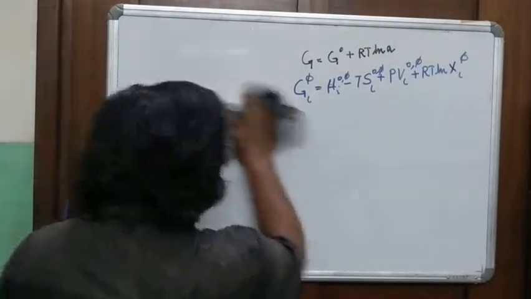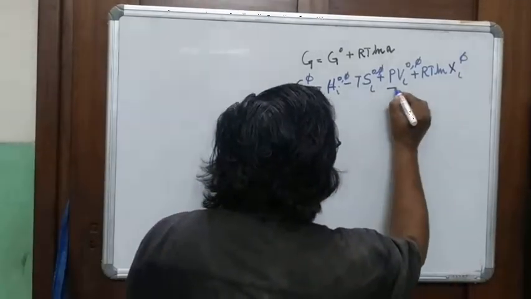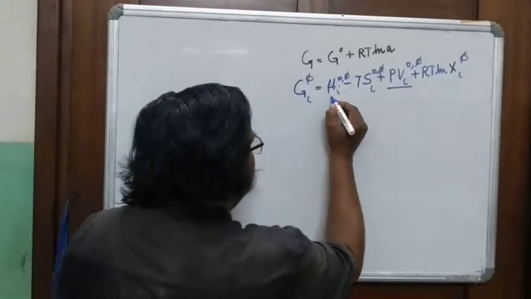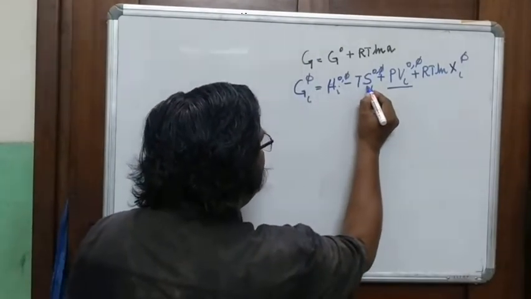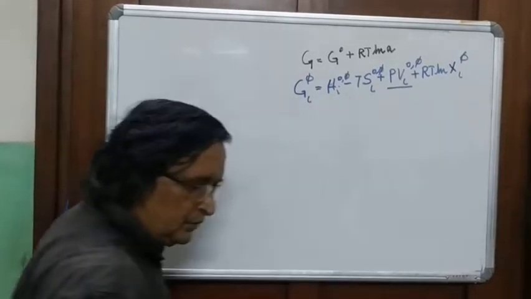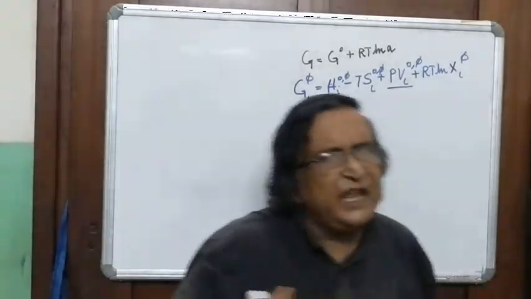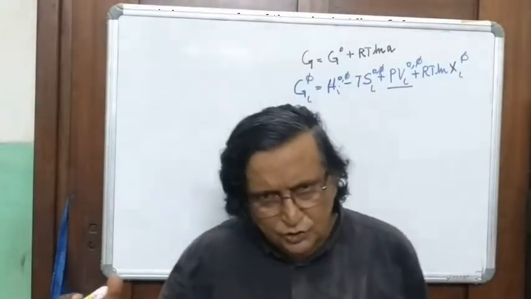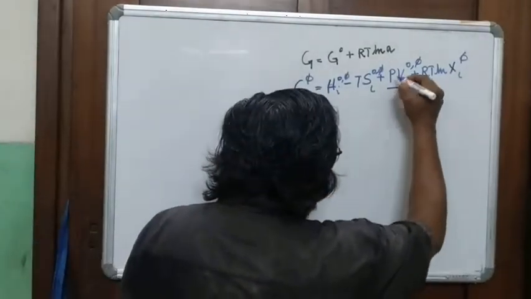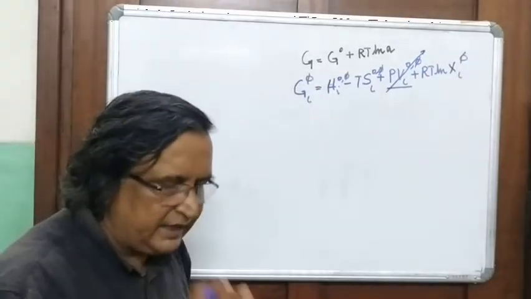Another thing. I have talked to you about this term, PVI. This is entropy, as you know. This is enthalpy of the phase. And this is volume. Now, normally what happens if you are not talking of very high pressures, we can sort of ignore this term. It will help us understanding it.